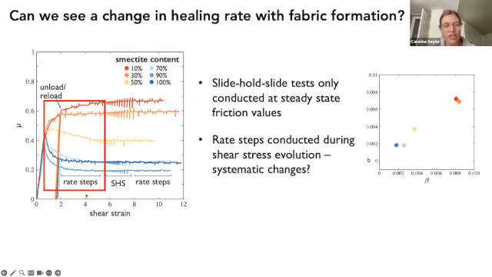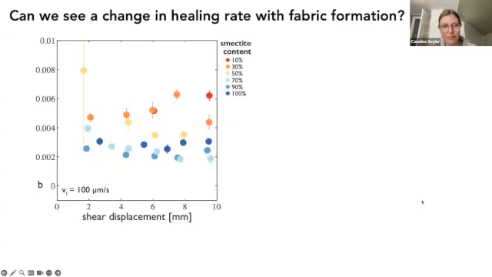We wanted to see if we could track changes in the B parameter during these rate steps as the test is evolving and presumably the fabric is forming. So we looked to see if we could see this change. This is the evolution of B with shear displacement through that first section of rate steps for all the samples. Initially, maybe not, maybe it's not sensitive enough. It doesn't really seem to be much of anything here.